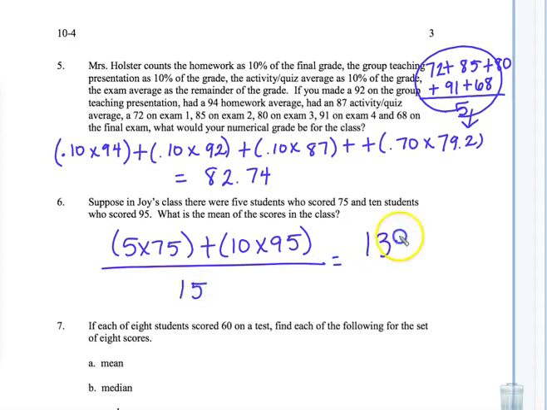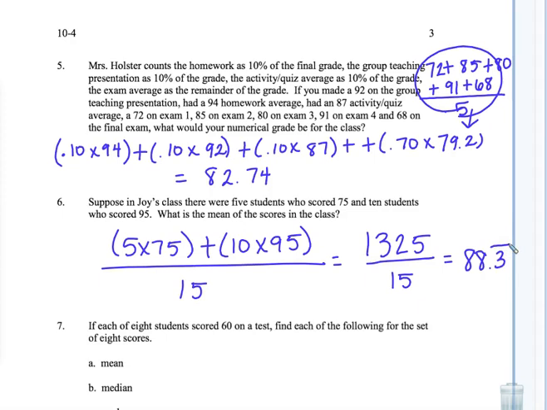So that's 1,325 divided by 15. If you divide it, we have that non-terminating decimal, the decimal that keeps going. Since these are whole numbers, we'll round that to the nearest tenth, and that's going to make my average 88 and 3 repeating tenths.